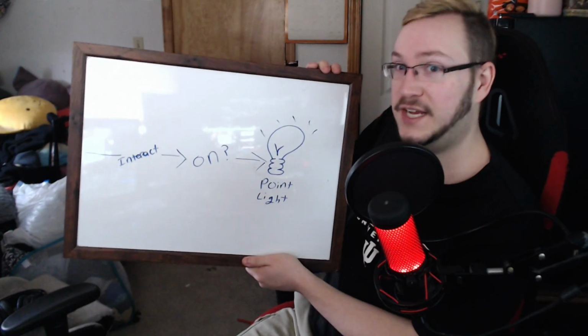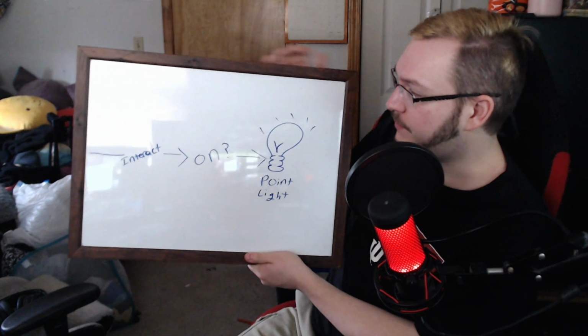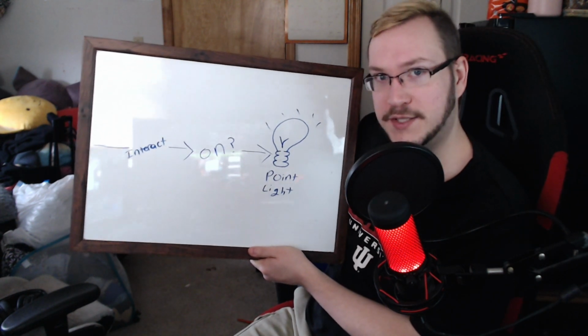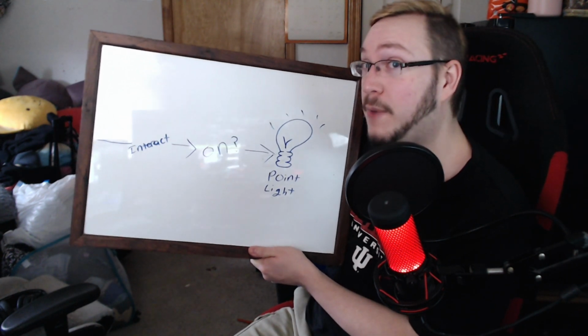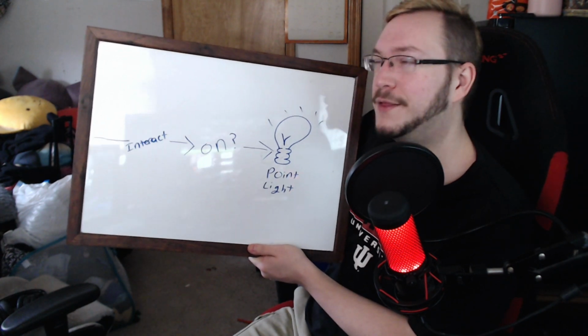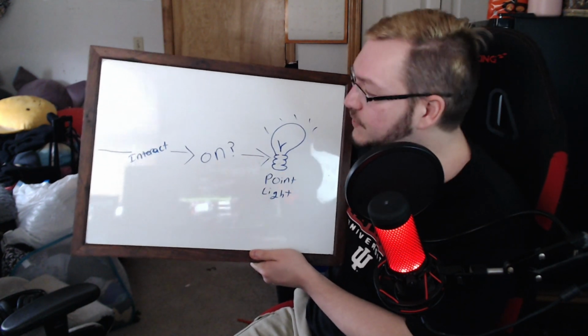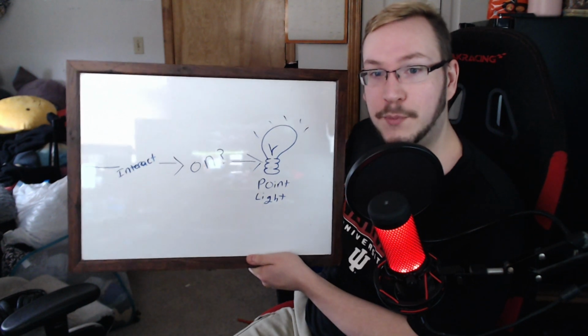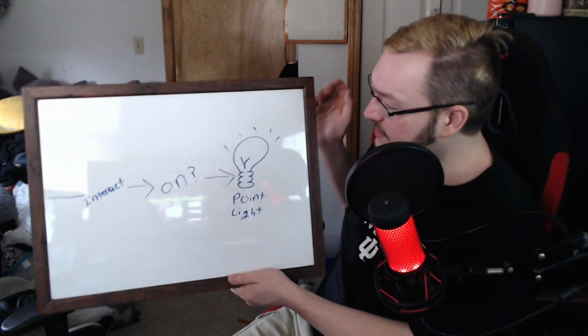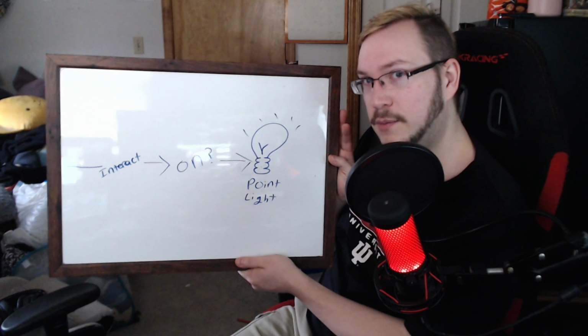So let's take a look and see what's happening on the whiteboard. As you can see, we have our interact request coming in, which by the way is already modular. You'll know why by the end of the video. It checks to see if the light is on, and then it either turns the point light on or off. But notice that it specifically says point light.